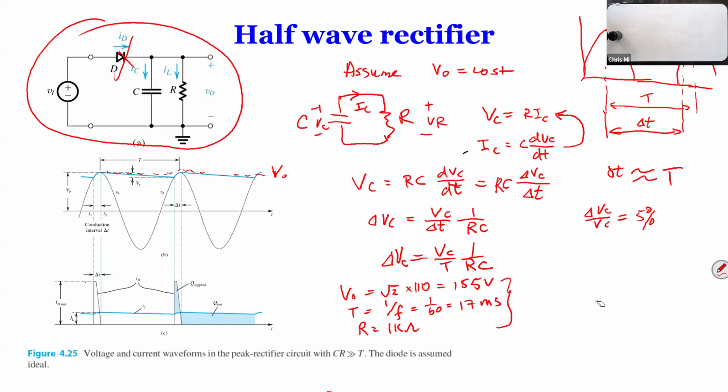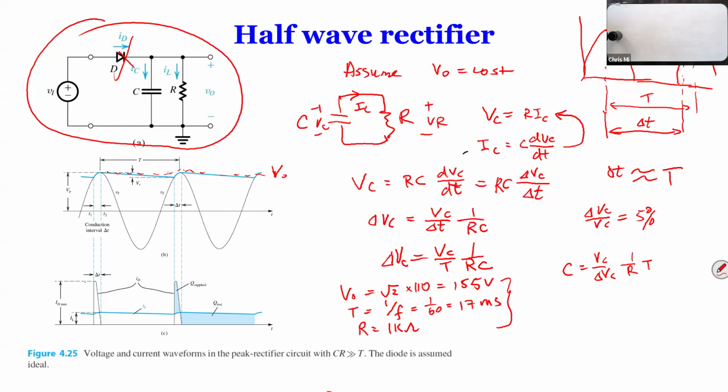So actually, C is at the bottom, so we need to multiply by C on both sides. So VC equals RC times delta VC over T. So C equals VC over delta VC, divided by R times T. I was wrong. So you're right: if delta VC is 0, your C will be infinity. The smaller the delta VC, the larger the C that you need.